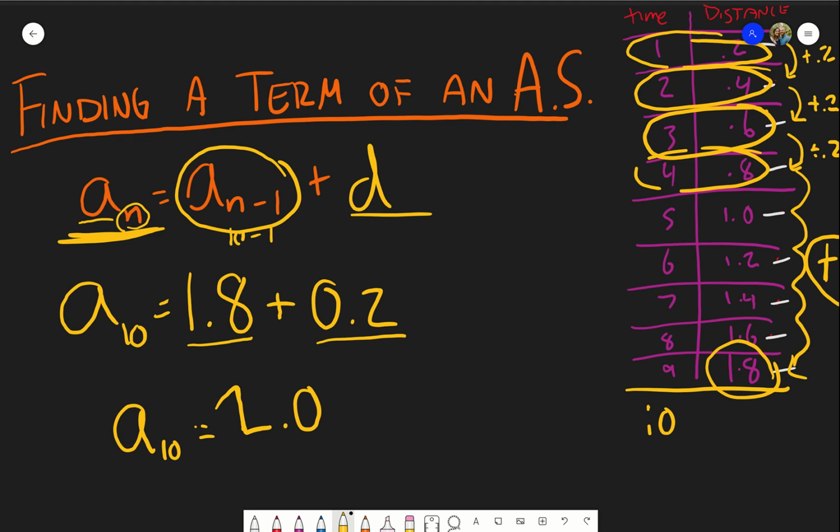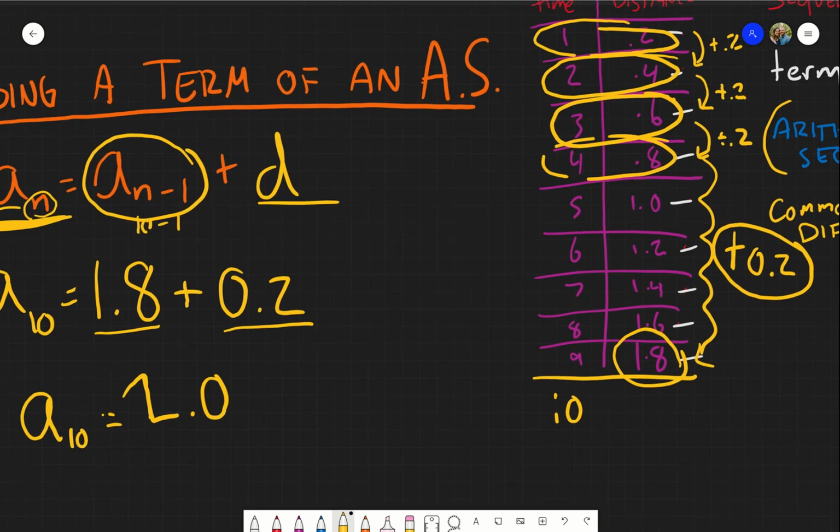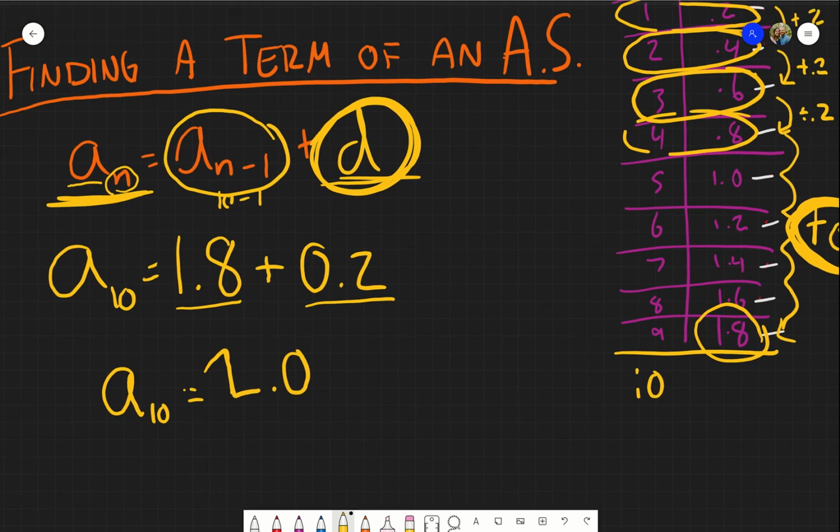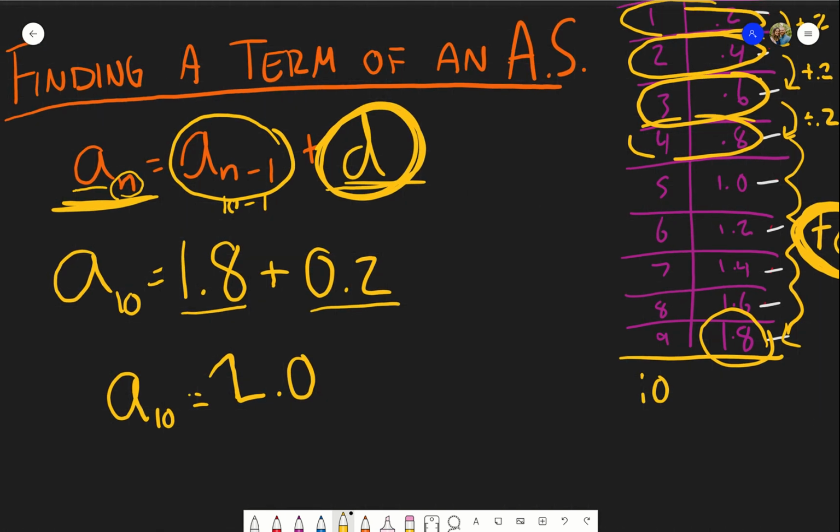Okay, that could be confusing. Basically, you should all know this. You're going to be continuing the pattern by adding your common difference each time. This one has a formula technically, but the formula is saying add the common difference each time. We're going to talk more about how this can look in different terms in a little bit.